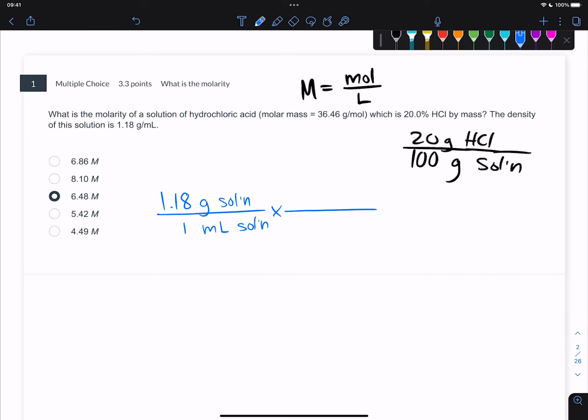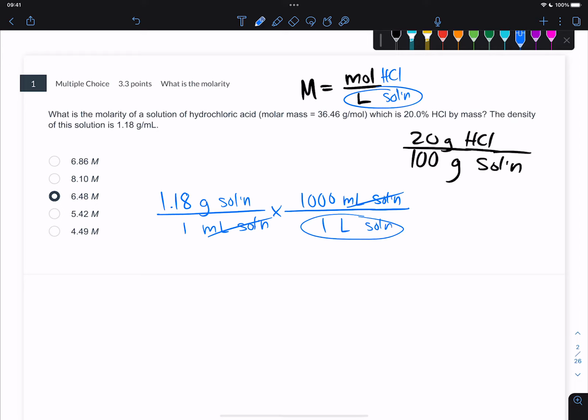Well, we want to convert, because we're looking for molarity, asking ourselves, which of these is going to stay? Look, HCl here and then solution here. Well, the volume of the solution is one thing we want to convert because we want to get molarity. So that's going to be 1,000 milliliters of any solution is equal to 1 liter of that solution. Now we have liters of solution in the denominator. We can circle this. Milliliters of solution are going to cancel out.